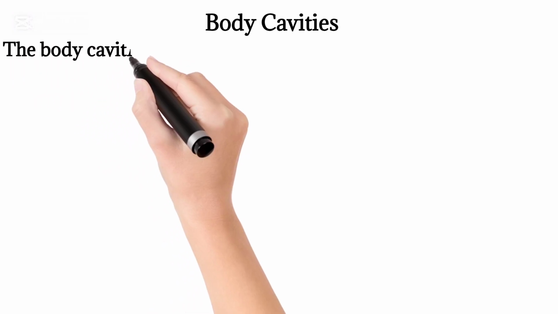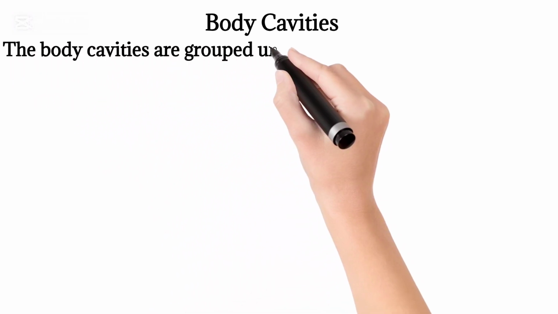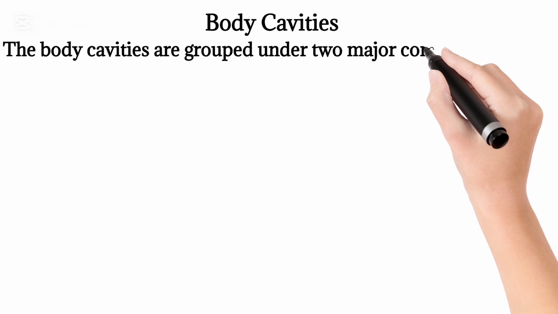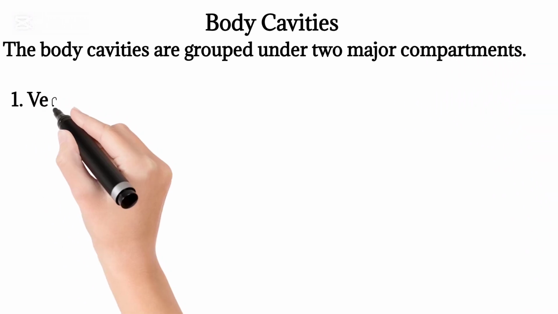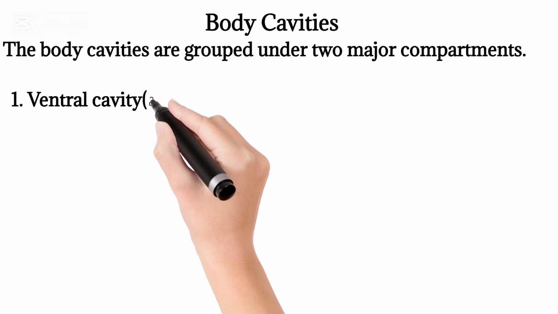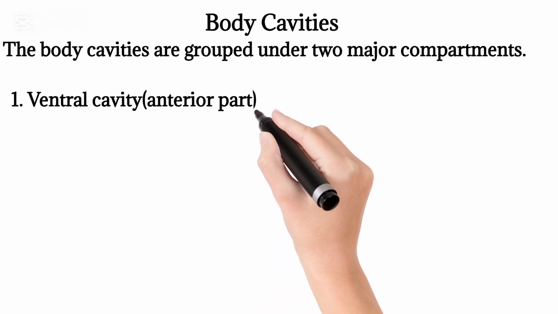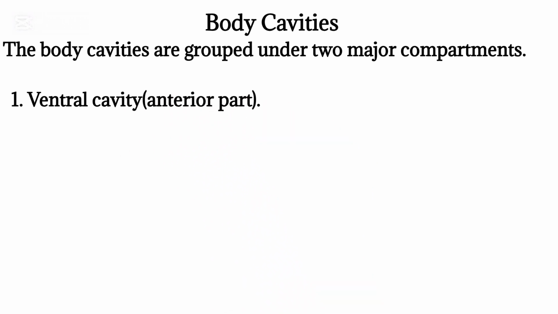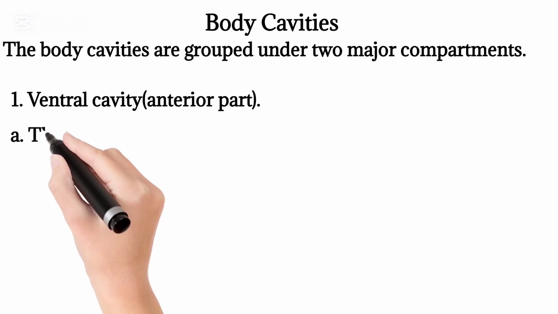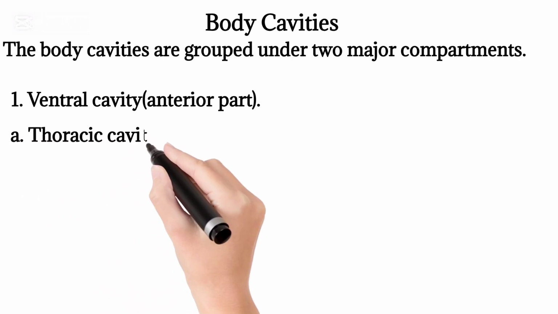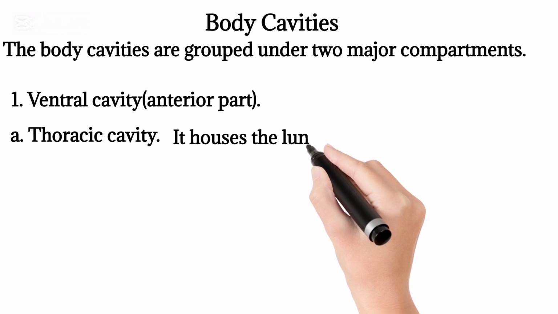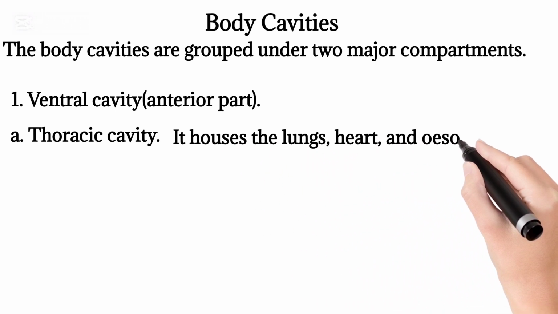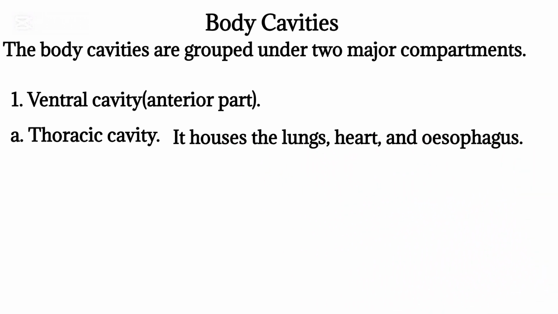So let's start with body cavities. The body cavities are grouped under two major compartments. We have the ventral and the dorsal. So we are starting with the ventral cavity, which is the anterior part of the body. The ventral cavity is made up of the thoracic cavity and the abdominopelvic cavity. The thoracic cavity houses the lungs, the heart, and the esophagus.